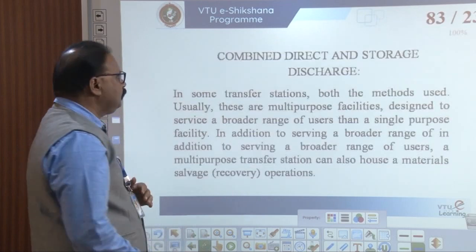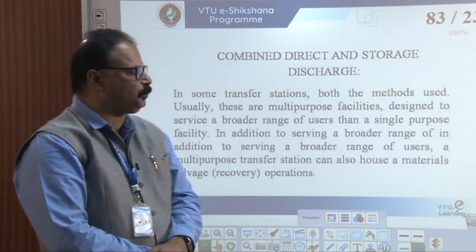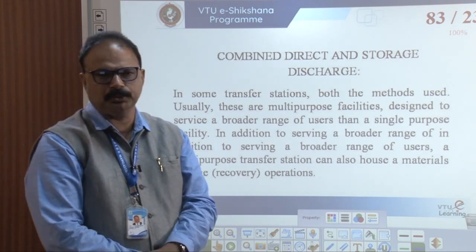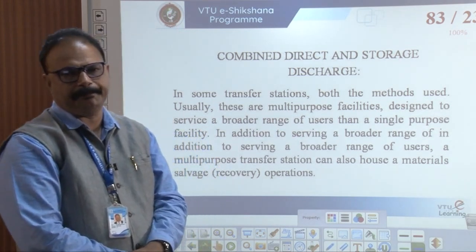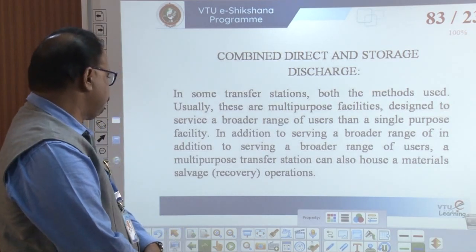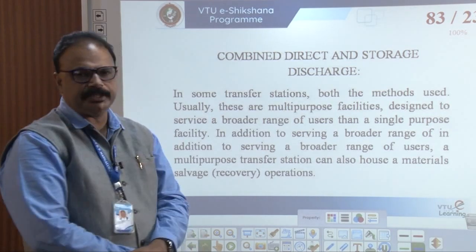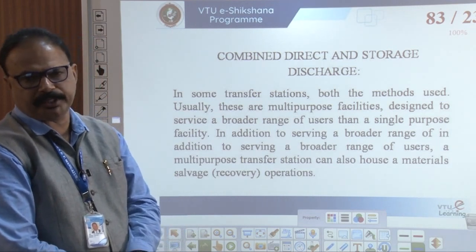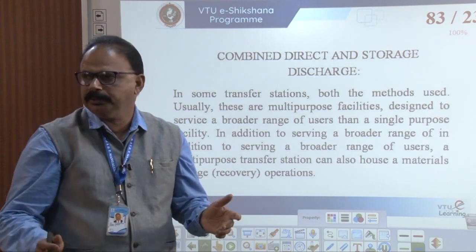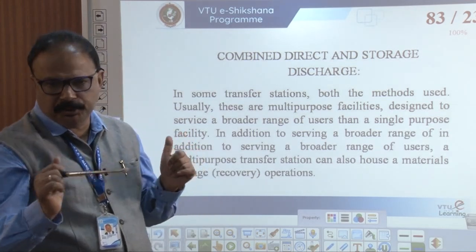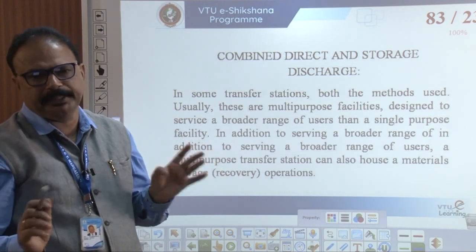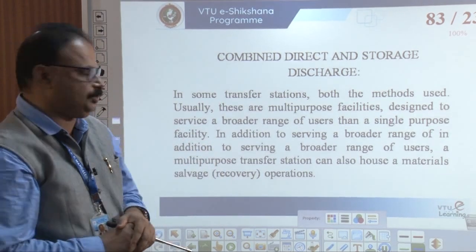Next, combined direct and storage discharge. Some transfer stations use both methods. These are multi-purpose facilities designed for a broader range than single-purpose facilities. In addition to serving the broader range of users, the multi-purpose transfer station can house other operations.